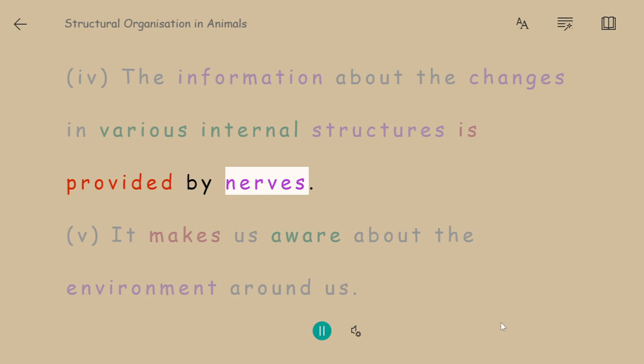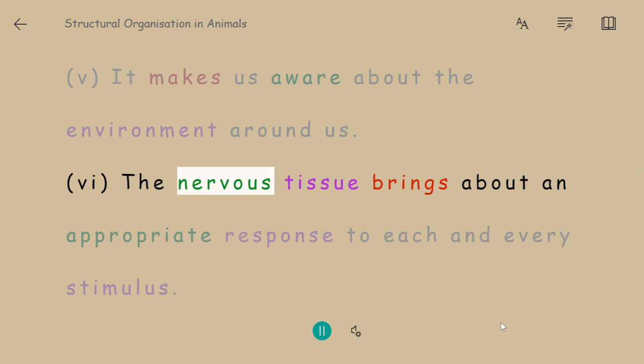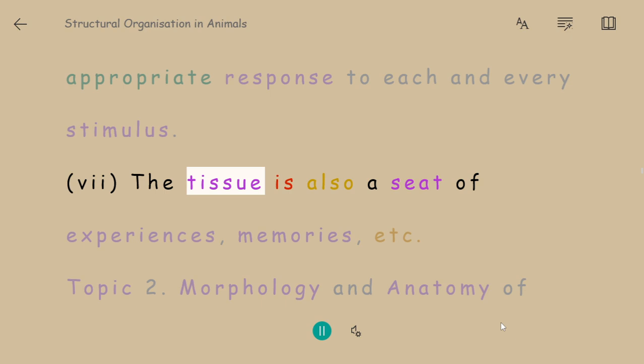5. It makes us aware about the environment around us. 6. The nervous tissue brings about an appropriate response to each and every stimulus. 7. The tissue is also a seat of experiences, memories, etc.